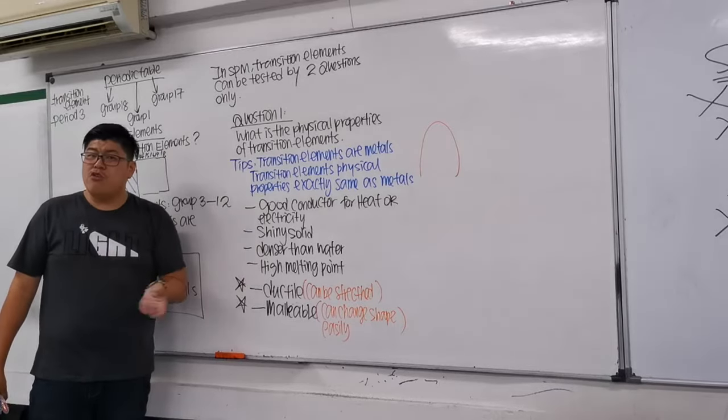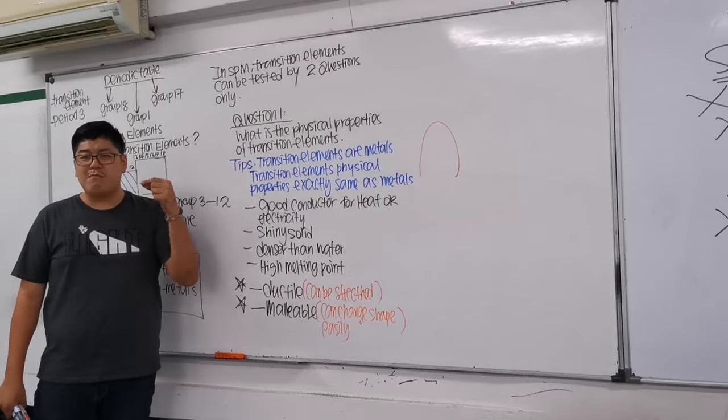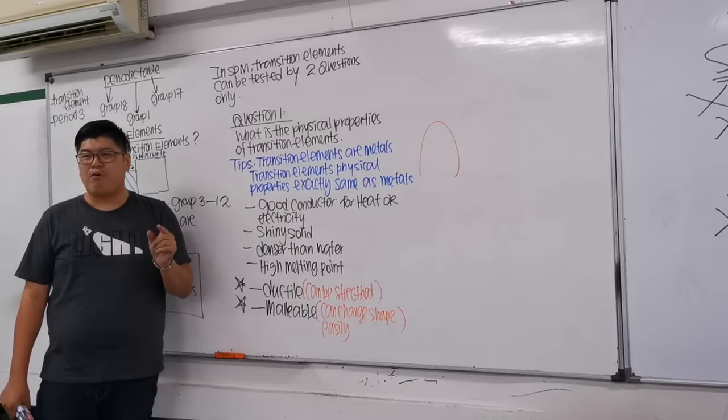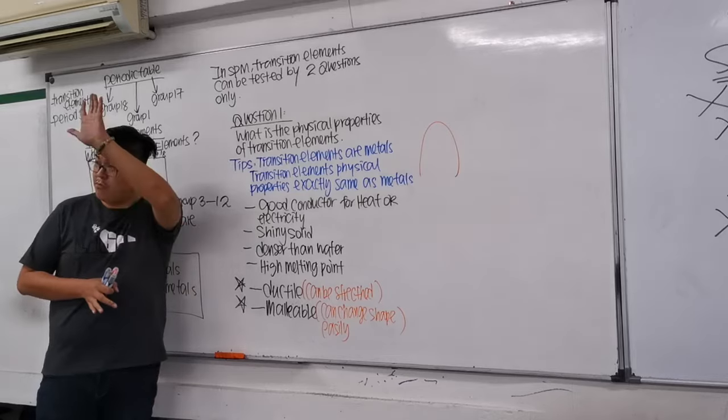What I'm trying to tell you here? You just copy back the properties of metal. Clear? Because transition elements, they are metals. They have exactly the same properties as all the metals. Do you hear that? That's how you learn smart. So far so good? Alright.